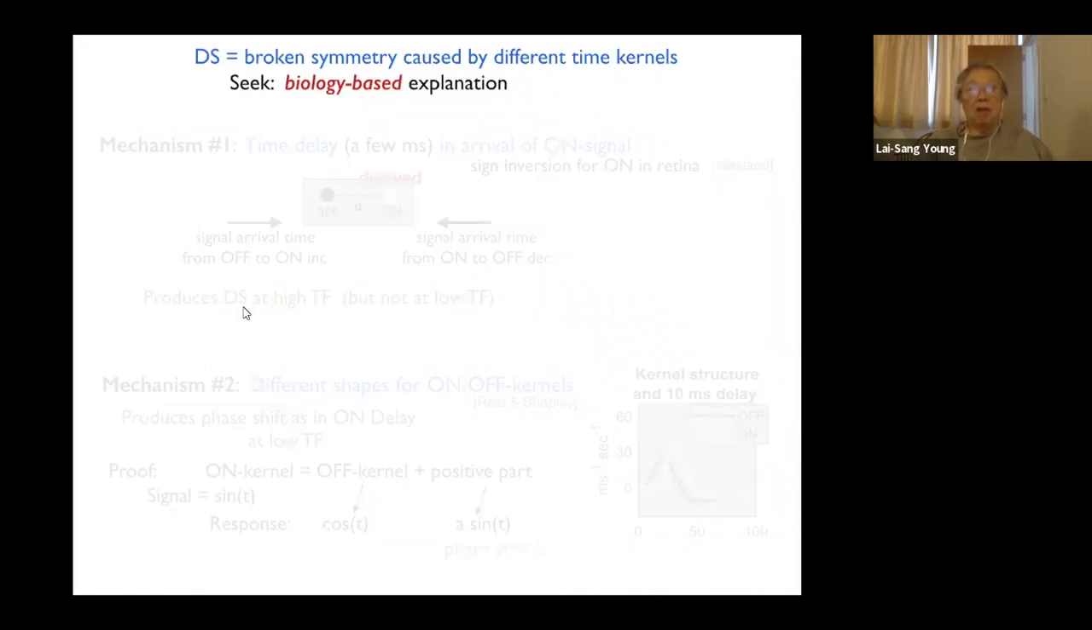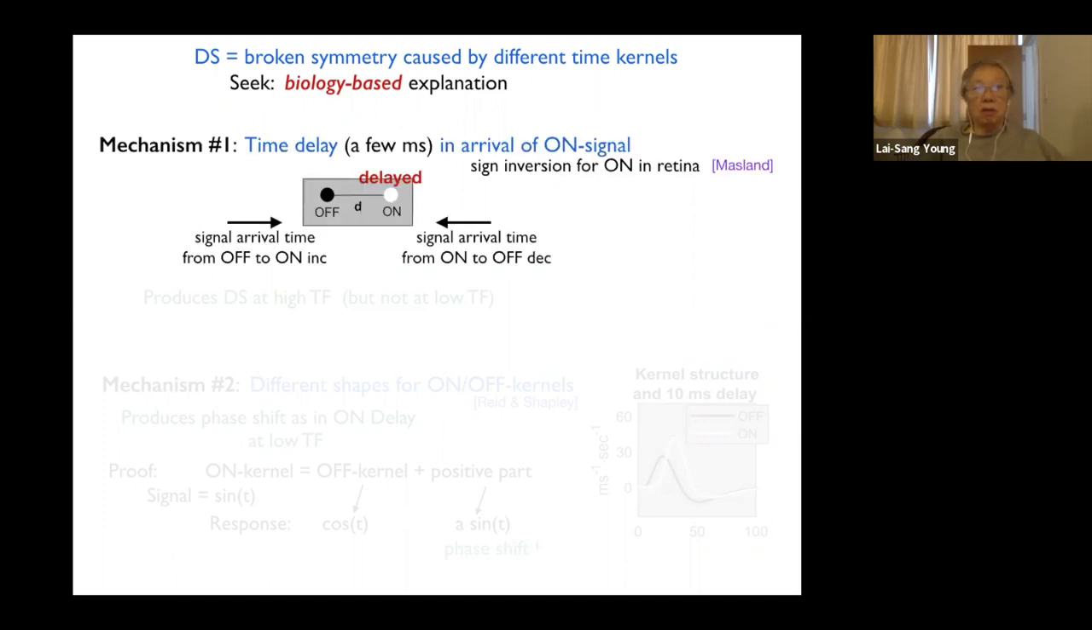That means that direction selectivity can come only from the broken symmetry caused by the different time kernels. Okay, the two time kernels have to be different, and the broken symmetry is what leads to the direction selectivity. But what breaks that symmetry? I seek a biological explanation for that. And the first mechanism that we offer is a time delay.